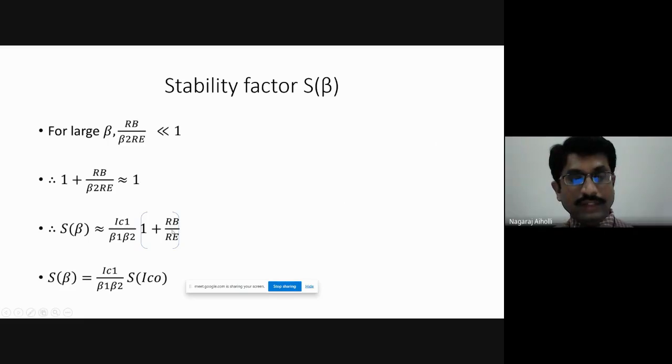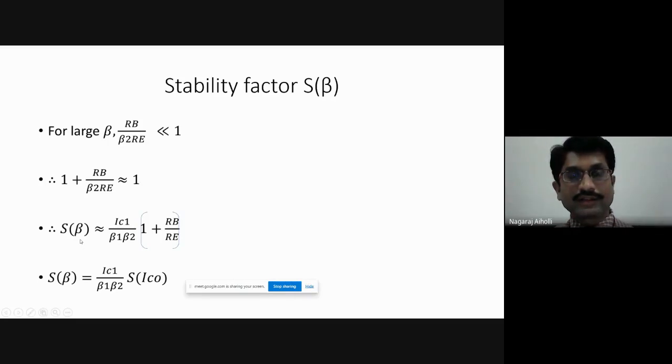This is one option. Another option is 1 plus RB by RE. Should 1 plus RB by RE be less or more if you want a small value of S of beta?